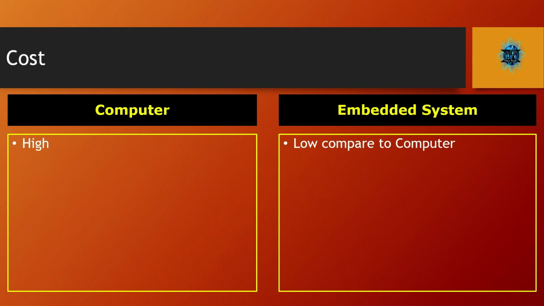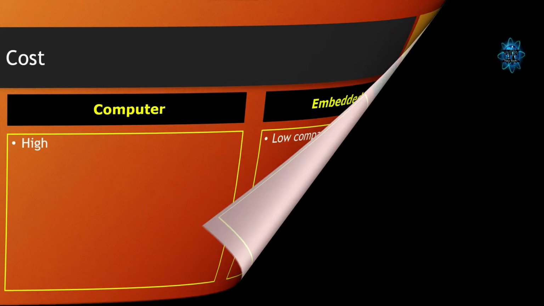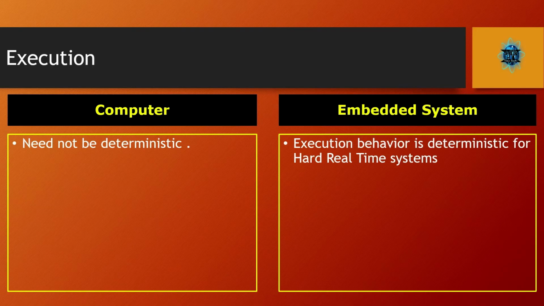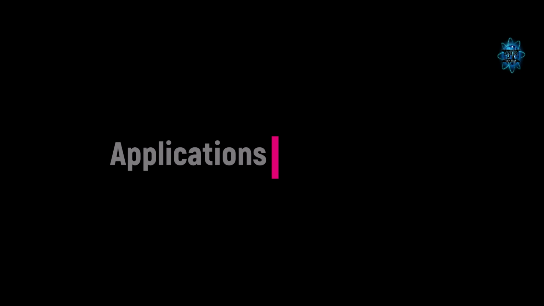Embedded systems are low cost compared to computers. The eighth category is execution. Computers need not be deterministic in execution behavior, and in case of embedded systems, execution behavior is deterministic for hard real-time systems. The ninth category is applications.